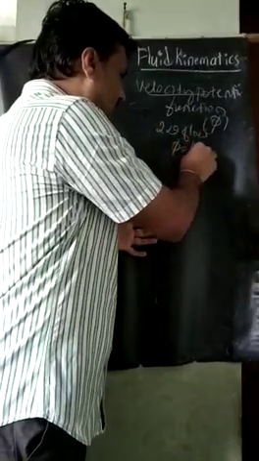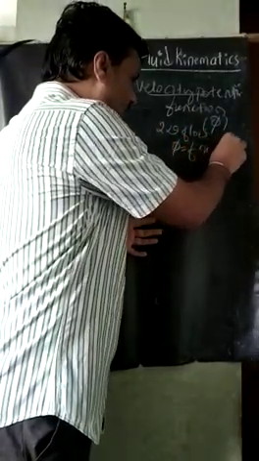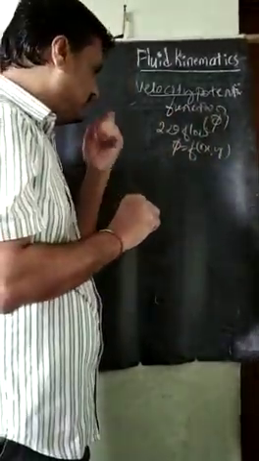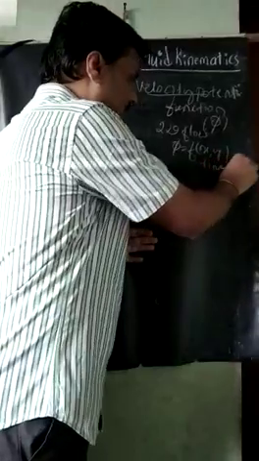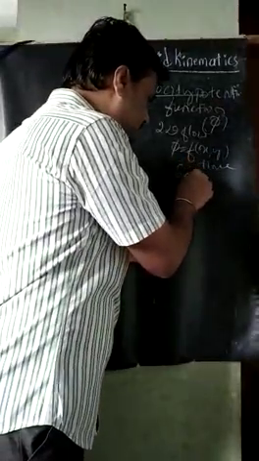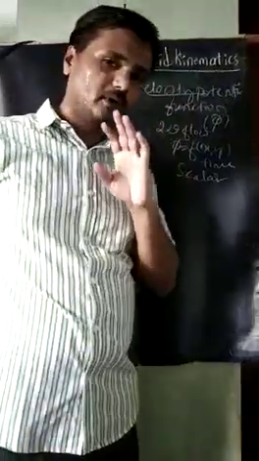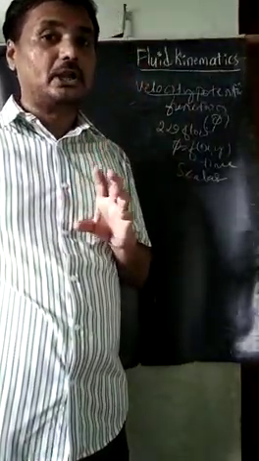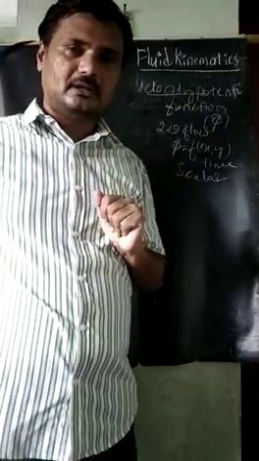So 2D flow means what? Phi is a function of x and y, and it is also a function of time. And this is a scalar quantity. Scalar quantity means the velocity potential function has a magnitude, not a direction.